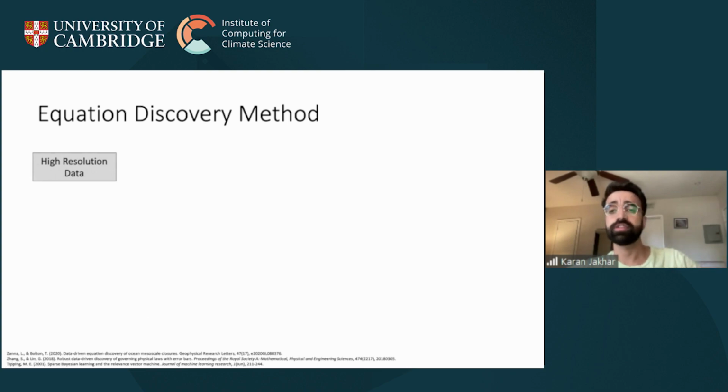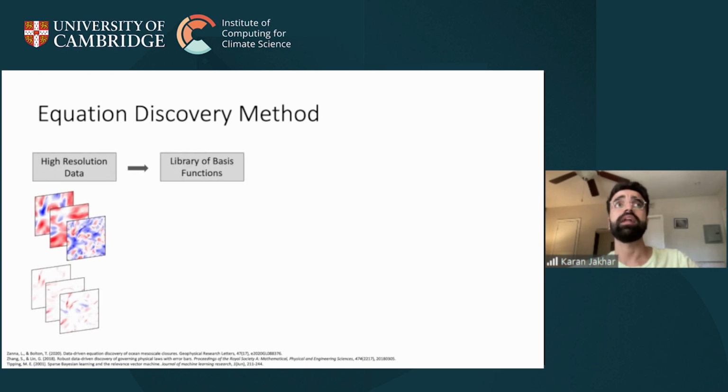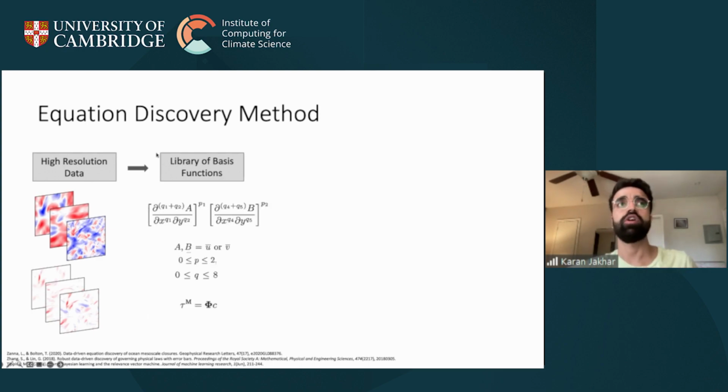Here I've used the equation discovery method. I'll just briefly go through the process. We take the high resolution data, and then we create a library of basis functions. So this includes all the possible combinations of variables of which our subgrid-scale term can be a function.